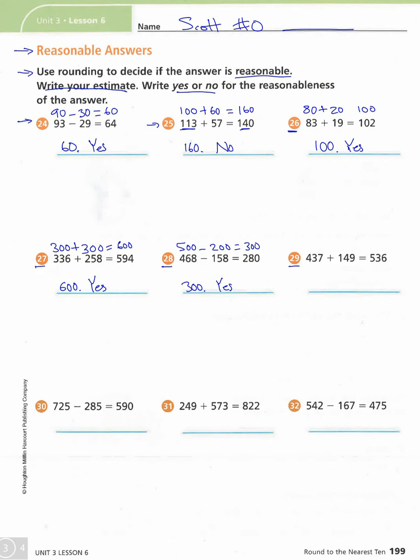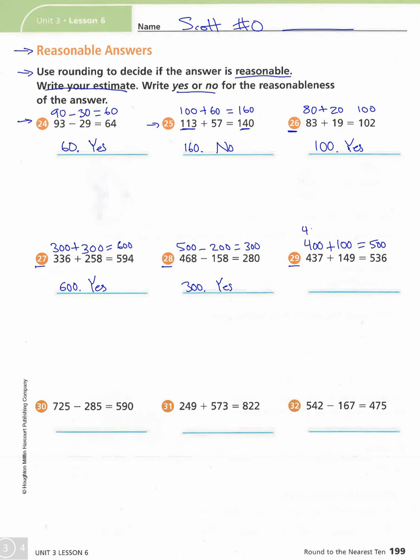Number 29, 437 rounds to 400, and then 149 rounds down to 100. If we add those together, we get 500. So 536, is that close? That one might be close. You know what I'm going to do on this one? I'm going to try doing it another way.